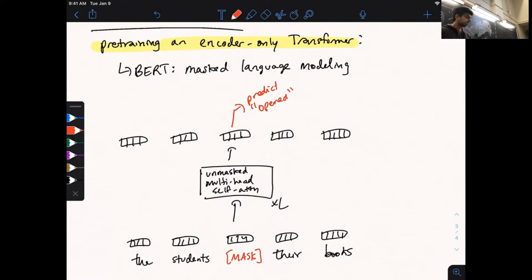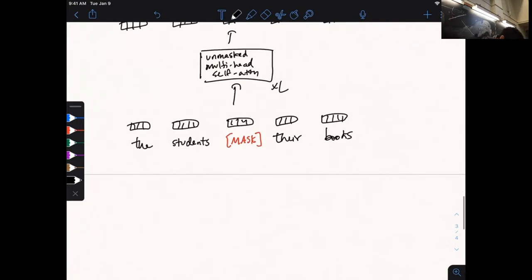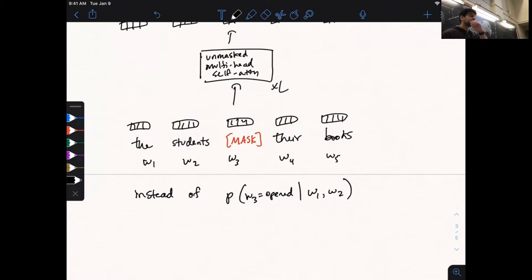I think one of the cons could be that we are not able to use our previous model, like the probability of all word prefixes. That's right. Here we don't get the conditional probability of the next word given all the previous words, because we are actually cheating. We have information about the future. Really, what we're computing here is, let's say this is W3, P of W3 equals "opened" given W1 and W2. This is what we normally have in a language model.